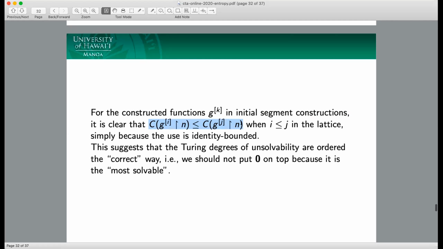Can I ask a question? Why are you switching from K to C, from the prefix Kolmogorov complexity to the non-prefix Kolmogorov complexity? No real reason. Okay, thanks.